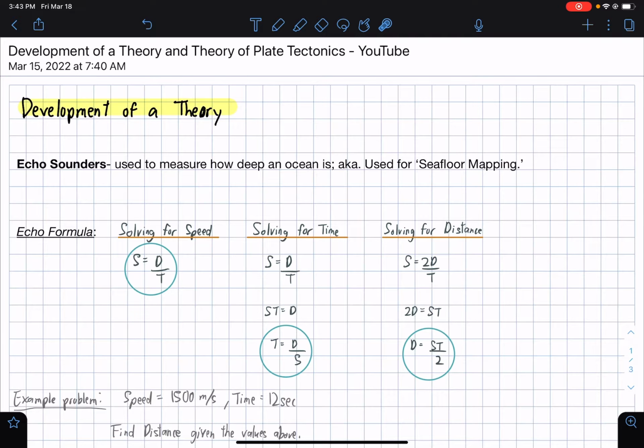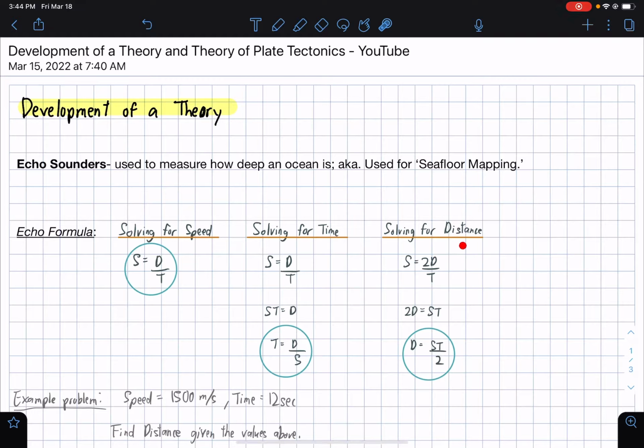For the echo formula, solving for speed, it's basically the formula S is equivalent to d over t, or in other words, speed is equivalent to distance over time. When solving for time, we still base our formula on the formula that we have for speed, but of course we edit it, we solve for t, and this is what we get. This is the formula for time. Time is equivalent to distance over speed.